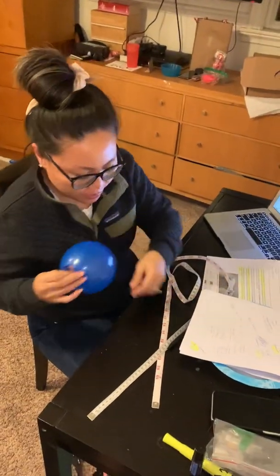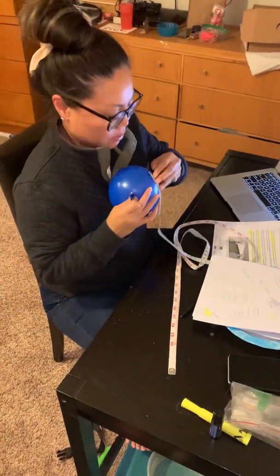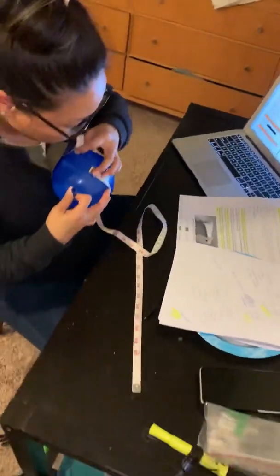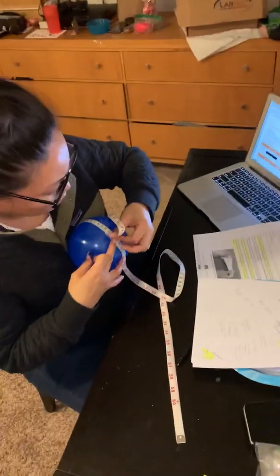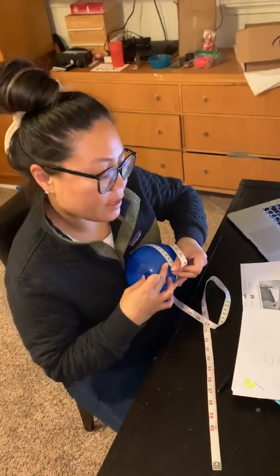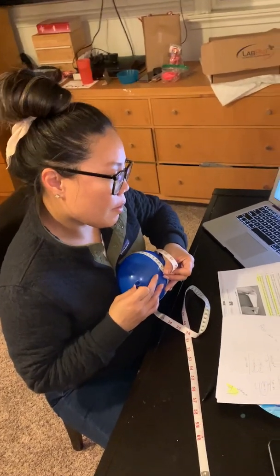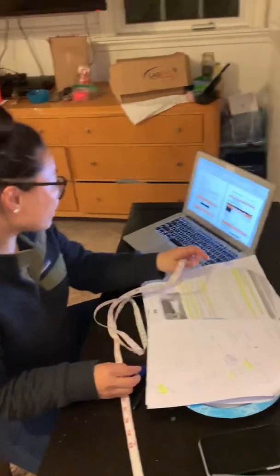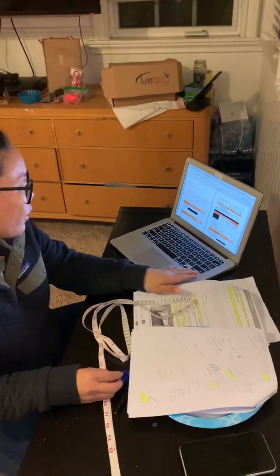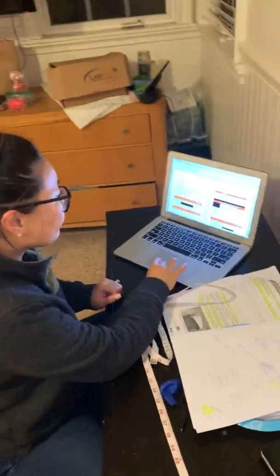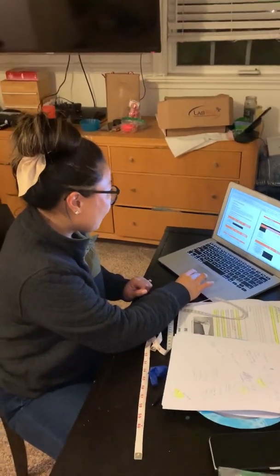So I would twist the balloon, I would measure it, and it would be 40.5, but like I said, I already had measured the circumference of the balloon. Okay, so with the circumference of the balloon, the average I had was 39. So that was 39. Okay.